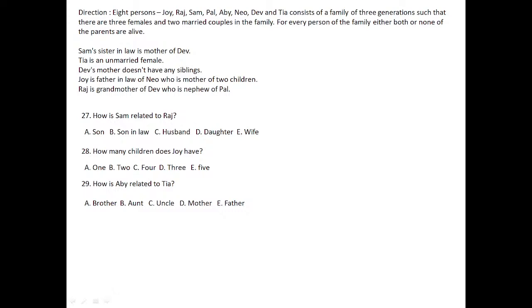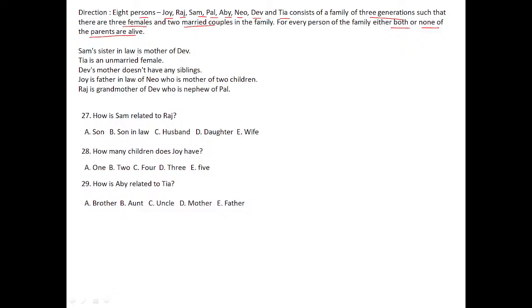8 persons are there: Joy, Raj, Sam, Paul, Abby, Neo, Dev, Tia. They consist of a family having 3 generations such that 3 females are there, 2 married couples are there in the family, and one more important thing, that either both or none of the parents are alive. Okay, so keeping these few basic things in mind, we'll start solving it.